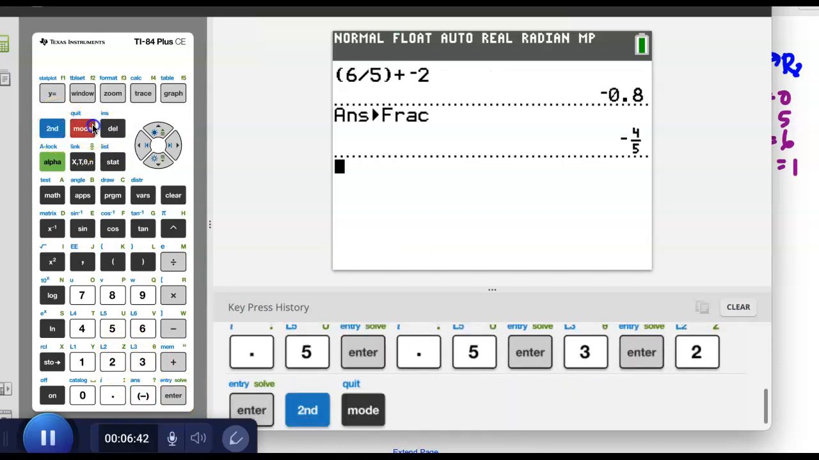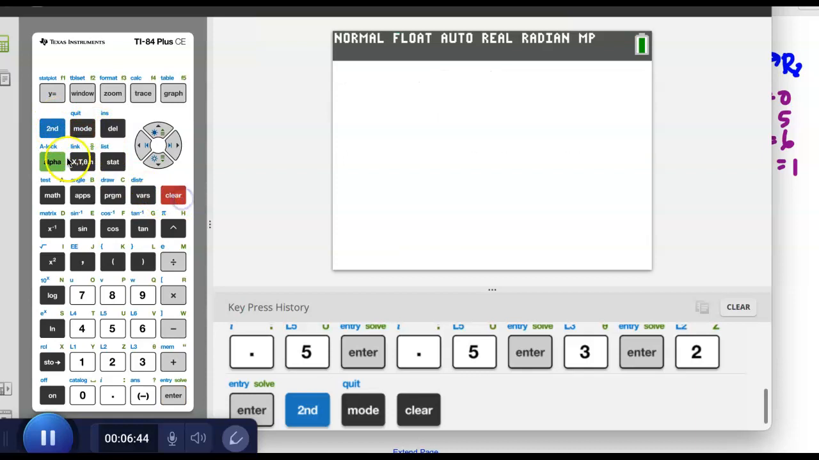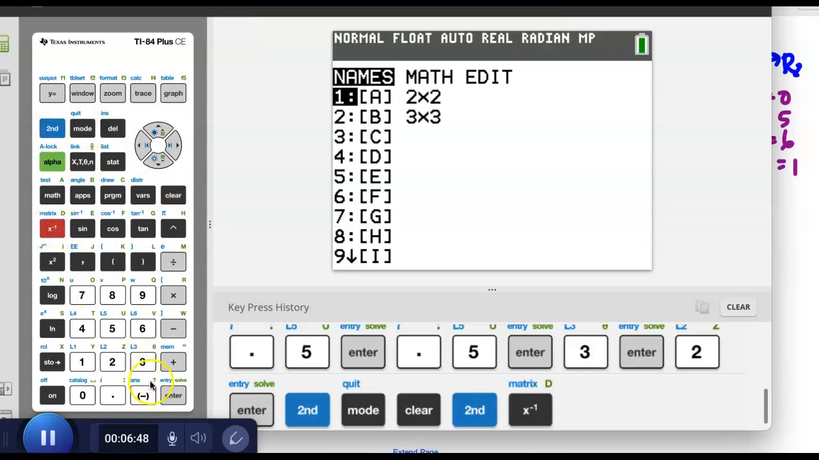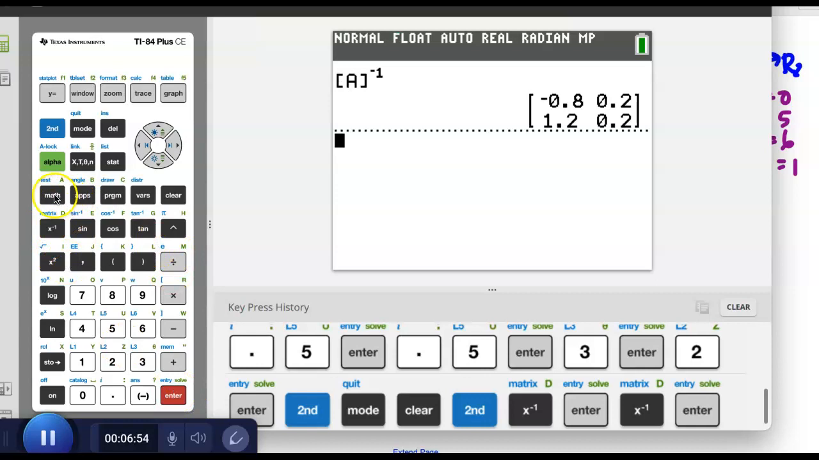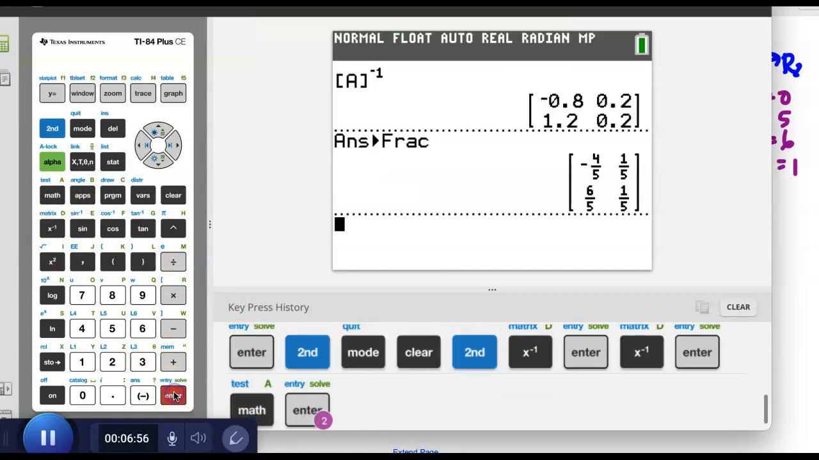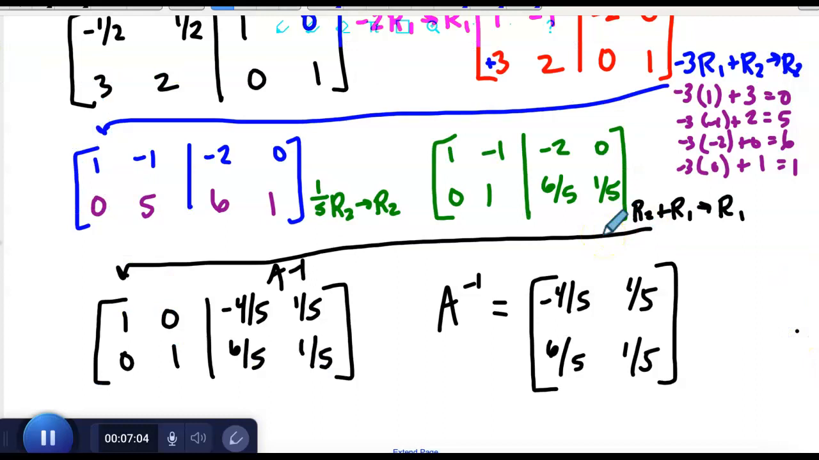So if I quit back to my home screen, I'm going to go to the matrix and pick A, and I want the inverse, so negative 1. And then I can hit math, enter, enter, and it will give me fractions of that as well. So that's right, that's our inverse matrix. So we did it by hand and with our calculator.